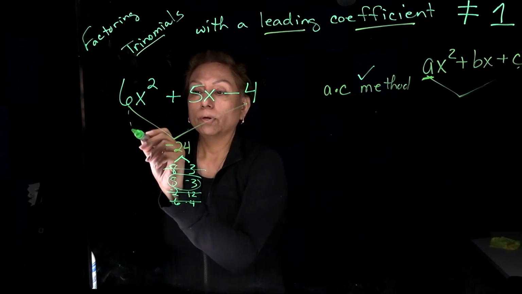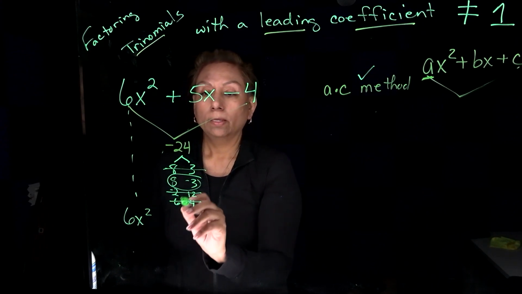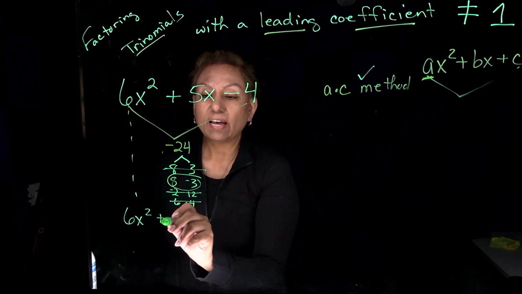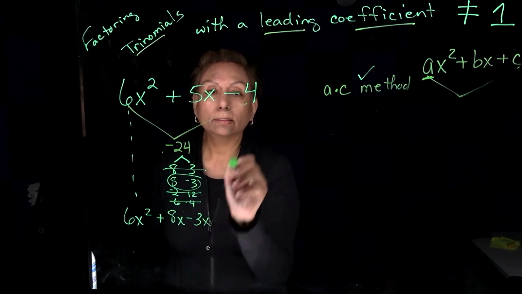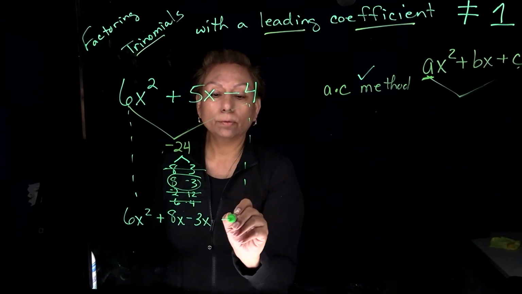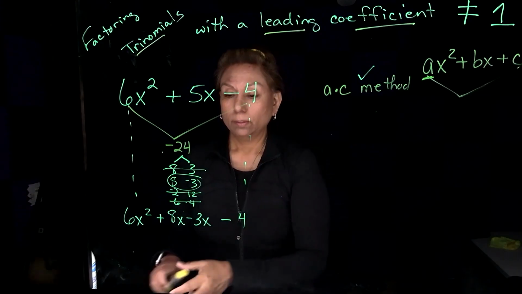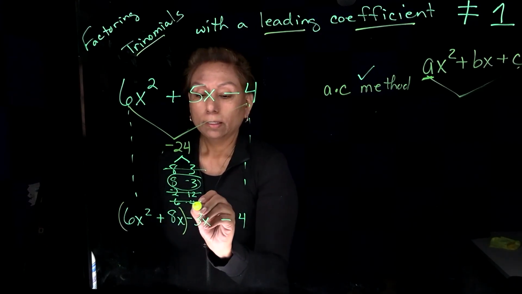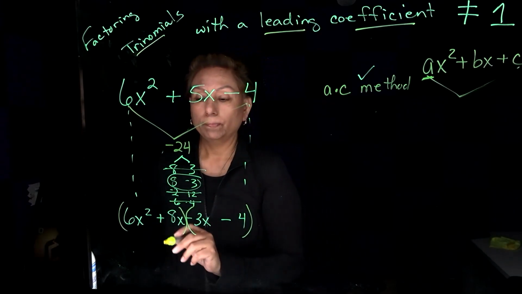So remember, we bring down the first terms. We're turning 3 terms into 4. And remember, your 2 middle terms that total the middle, you got to put in that variable. So that'll be 8x minus 3x, and bring down the last term, minus 4. So now we have 4 terms. Now we group. Group the first pair. Now the second pair, you got that negative sign. Make sure you bring that sign with it.